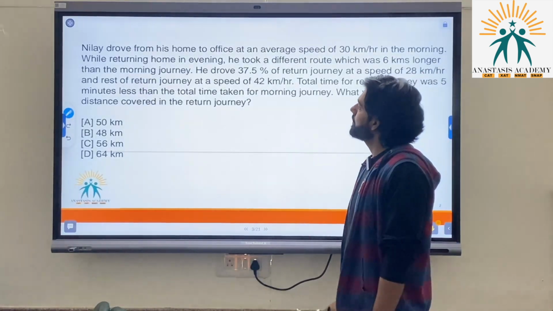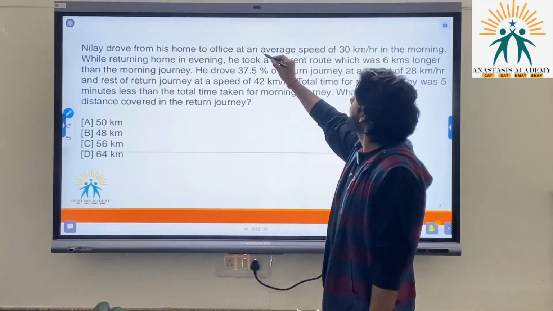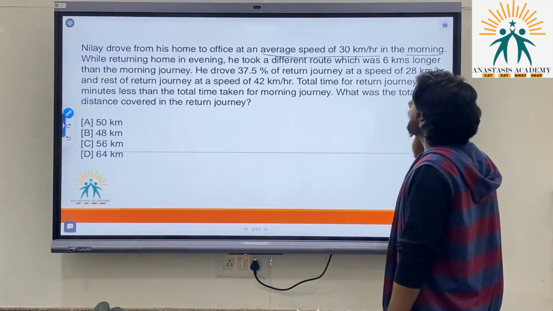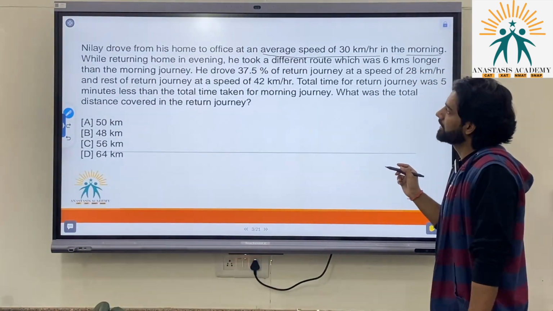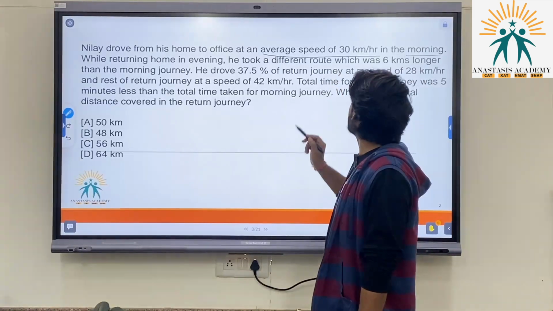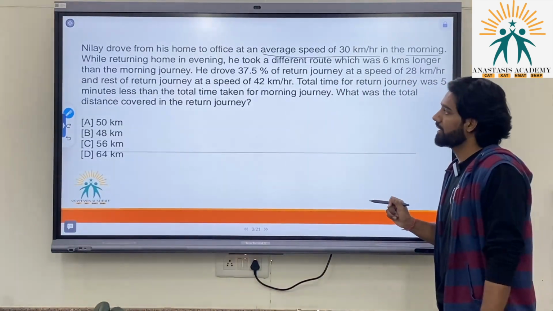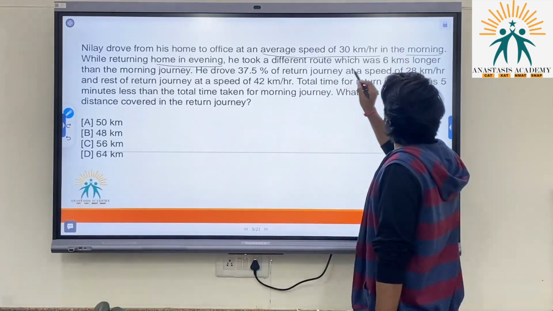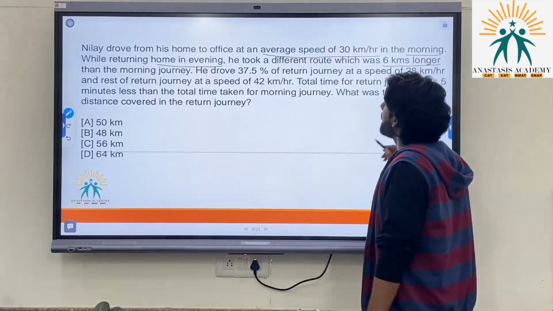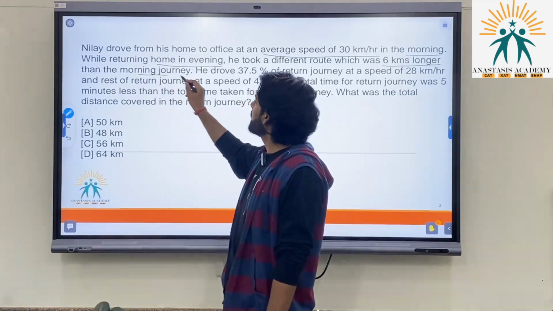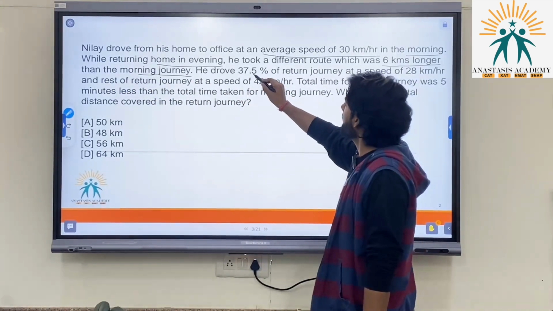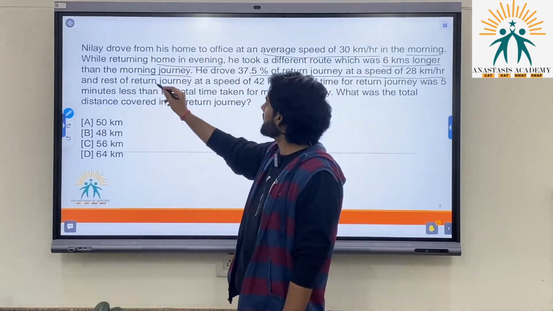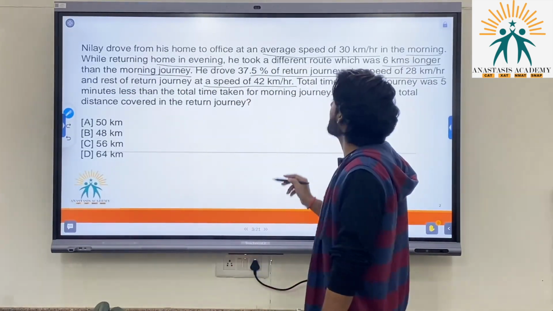Nilay drove from his home to office at an average speed of 30 km per hour in the morning. While returning home in the evening, he took a different route which was 6 kilometers longer than the morning journey. He drove 37.5% of the return journey at a speed of 28 km per hour and the rest of the journey at a speed of 42 km per hour.